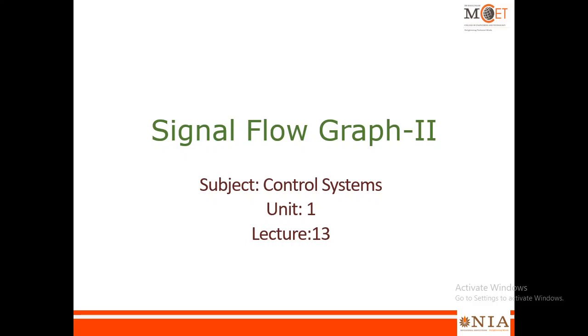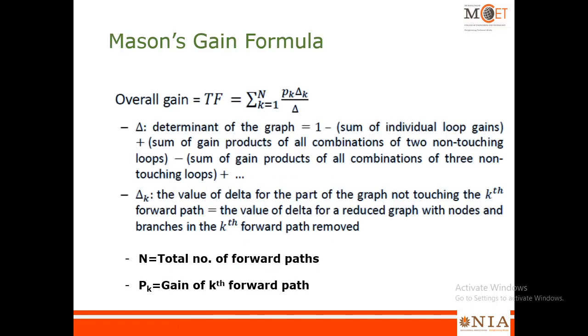In this video, we will see the Mason's gain formula to compute the transfer function. So this is the formula to compute transfer function. Transfer function is equal to summation of Pk delta k divided by delta, k varies from 1 to n. N represents the total number of forward paths. Suppose you have 2 forward paths, then n is equal to 2.